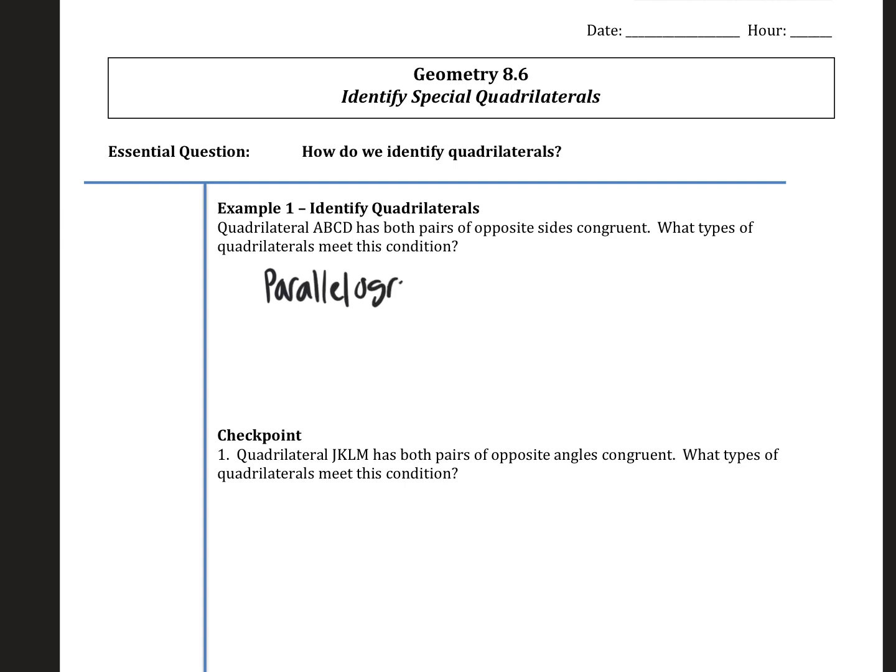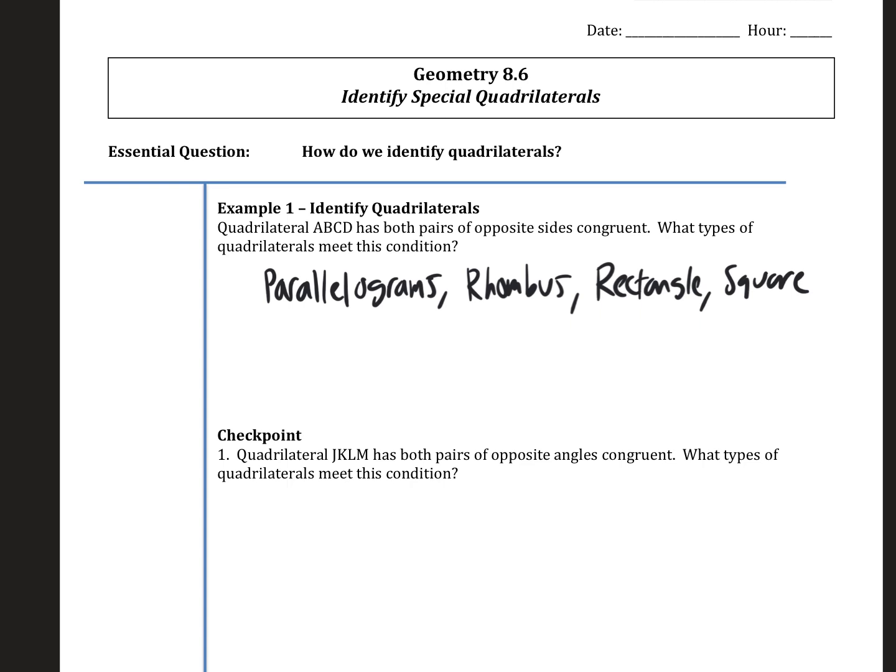Parallelograms have this condition, but what shapes are also parallelograms? Well, we also have a rhombus. Rectangles are also parallelograms, and squares are also parallelograms. Okay, so those are all shapes that meet this condition. All right.